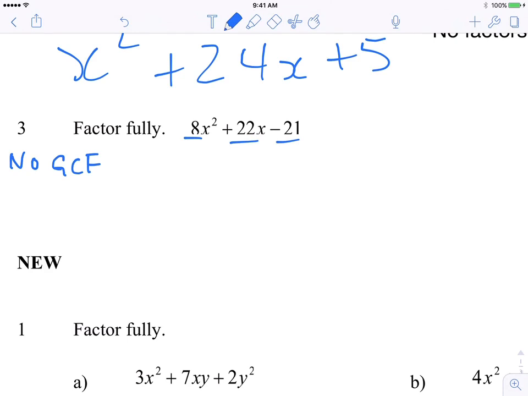The next step that we need to do here is multiply A times C. So we learned last time that this is our A value, this is our B value, that's our C value. We want to multiply A times C, which in this case is 8 times negative 21. And the product is negative 168.